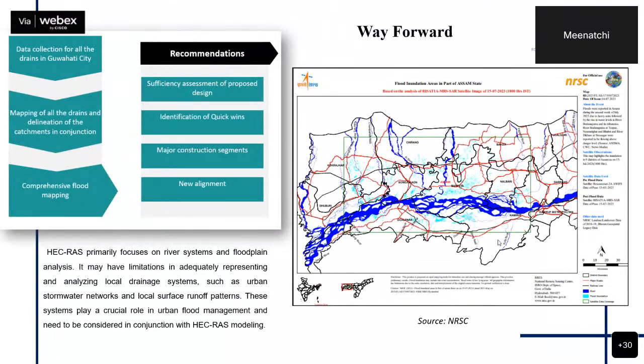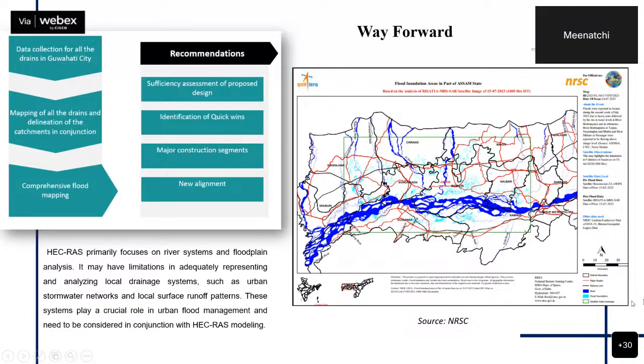So this is the way forward, and here you can see one of the NRSC maps which was generated recently based on synthetic aperture satellite data. You can see the recent 2023 flood map at 6 p.m. on the 15th of this month, when the flood occurred. To effectively monitor, we propose to collect the data of all the drains in Guwahati city, map all the drains, delineate the catchments, and then incorporate all this into comprehensive flood modeling.